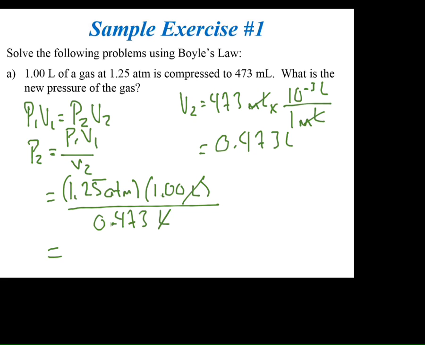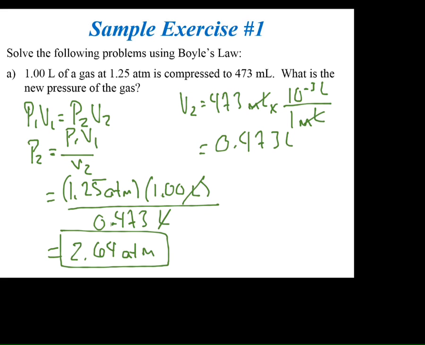How many sig figs should we have? Looks like about 3, so what is it? 2.64. That's what I got. Okay, so just real quick, does that number seem reasonable? Explain to me, does that seem like a reasonable number? I mean, kind of. Why or why not?